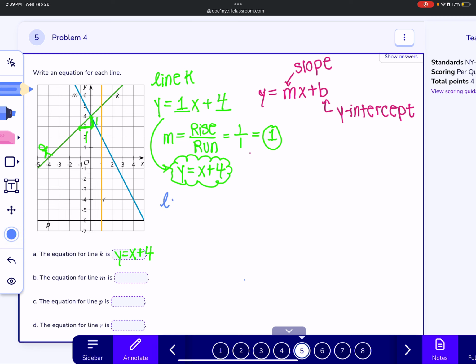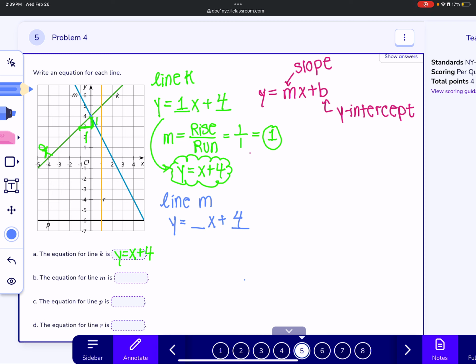For line M, we're going to do the same thing, where we're going to draw a line to fill in the blank for the slope and draw in a line to fill in for the y-intercept. Now, I know that for line M, the y-intercept is also at 4. This blue line also crosses the y-axis at 4.